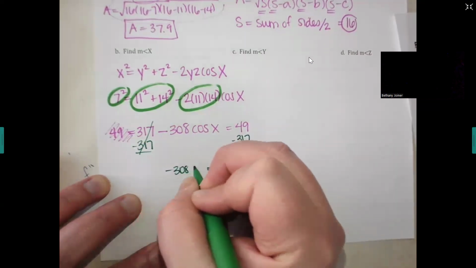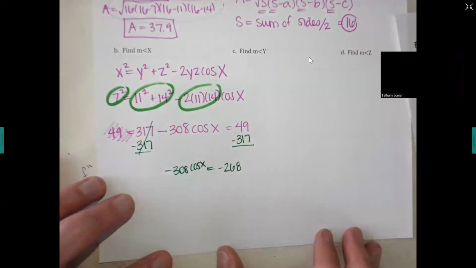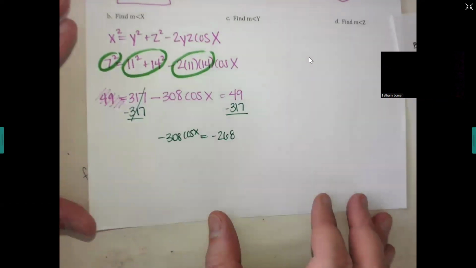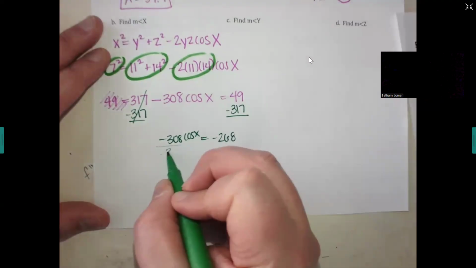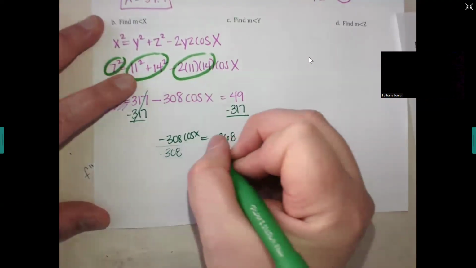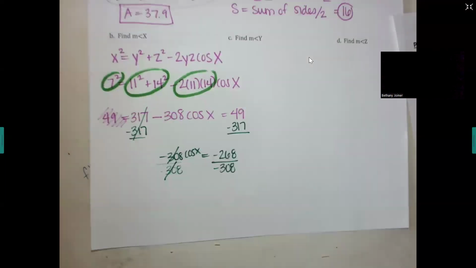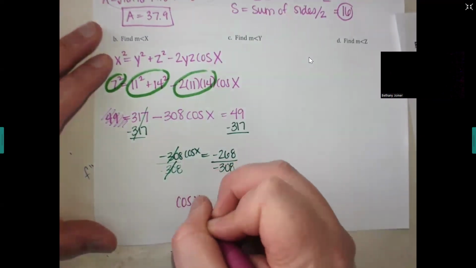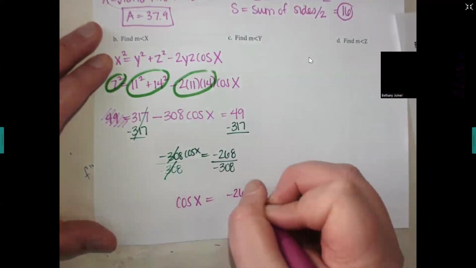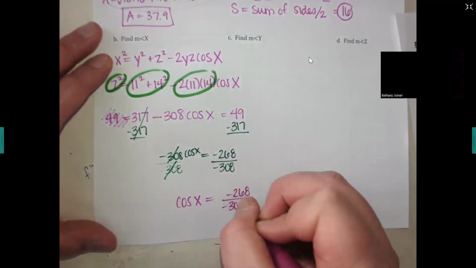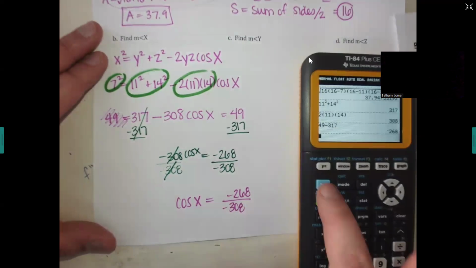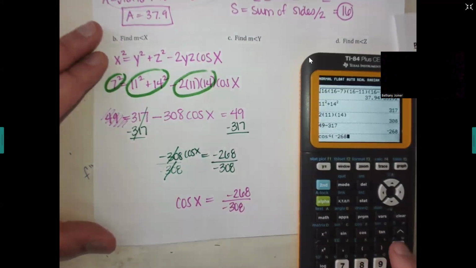Negative 308 cosine x over here. Next step, how do I get rid of the negative 308 in the front? Divide it. And remember that that negative does need to be divided with the 308. So that now you have cosine x equals that fraction, and then how do we solve it from there? Second cosine or inverse cosine is correct. So in your calculator, you're going to do second cosine, negative 268, negative 308.